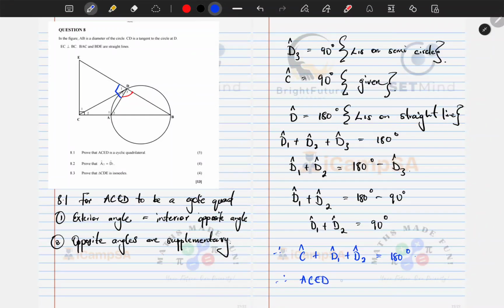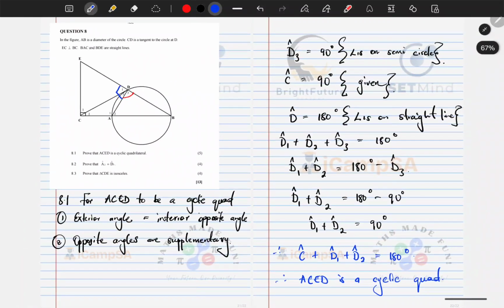And therefore you can conclude that ACED is a cyclic quad. And the reason why we say this is a cyclic quad is, number one, your opposite angles are supplementary. And the other reason is, so let's just take this a little bit up.